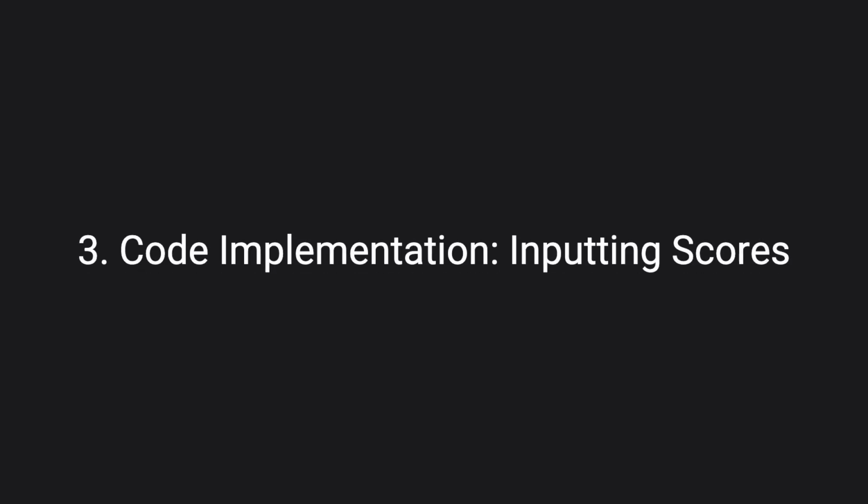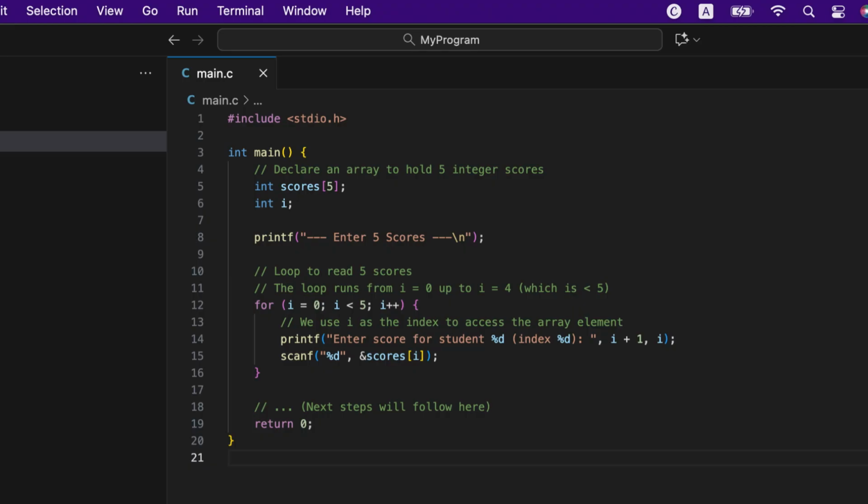Third, code implementation, inputting scores. The loop condition i < 5 must be suitable for the array size. We declare an array of size 5 and a variable for the loop counter and sum. Key concept: notice how scores[i] allows the loop to sequentially target scores[0], then scores[1], and so on until the condition i < 5 is false.